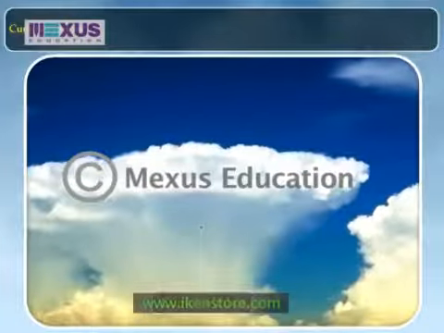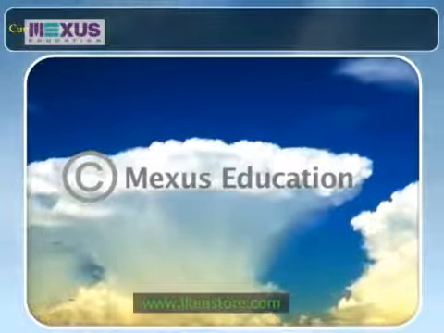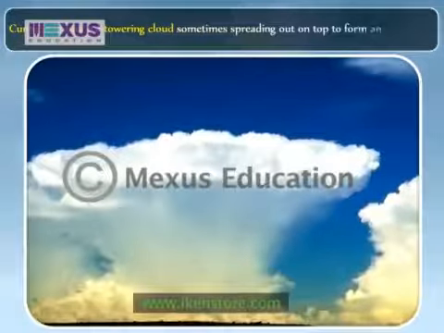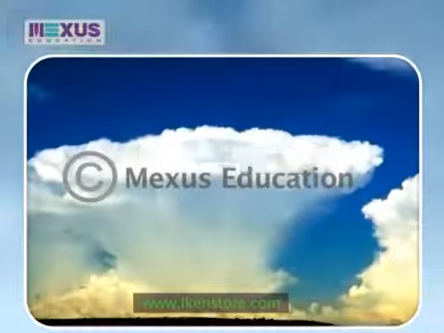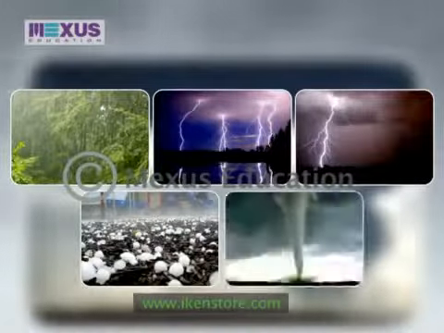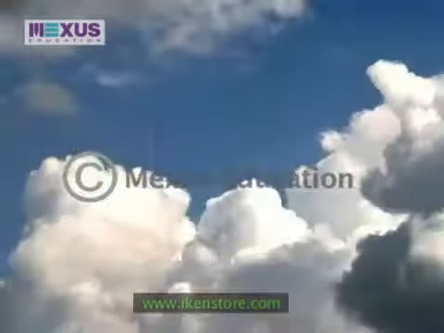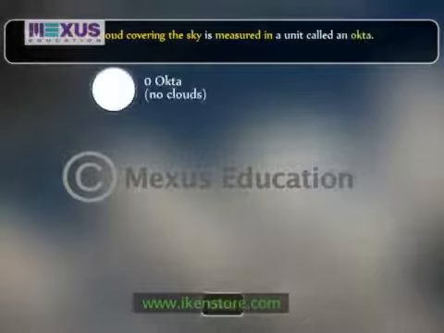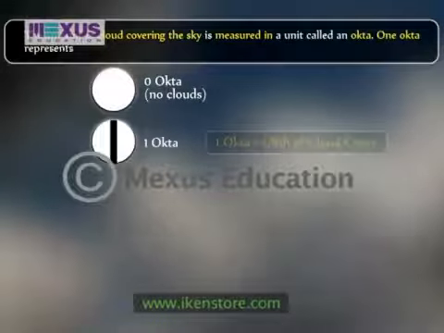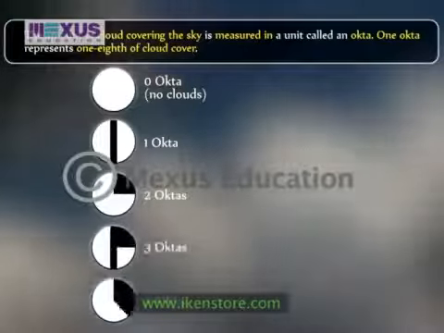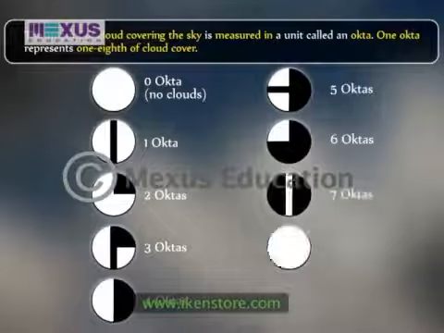Cumulonimbus is another example of clouds of vertical development. It is a towering cloud, sometimes spreading out on top to form an anvil head. It is associated with heavy rainfall, thunder, lightning, hail, and tornadoes. Meteorologists measure the amount of cloud covering the sky in a unit called an octa. 1 octa represents 1/8 of cloud cover. The number of octas of cloud cover are represented on weather maps by a partly shaded circle.